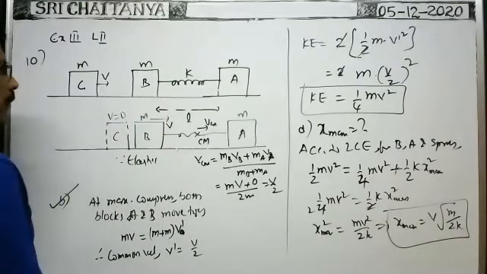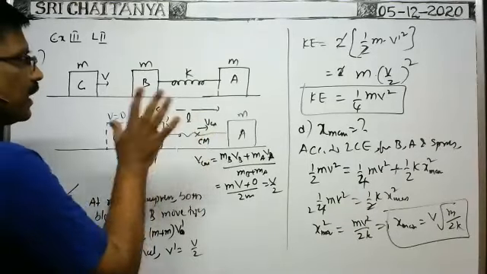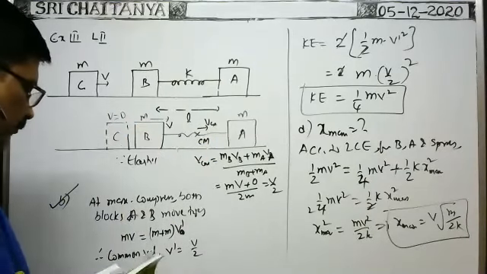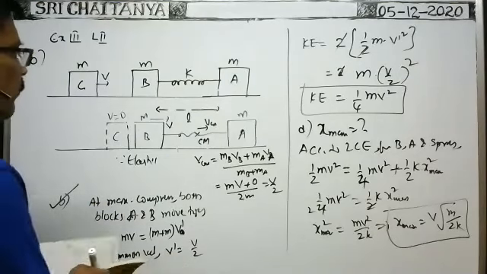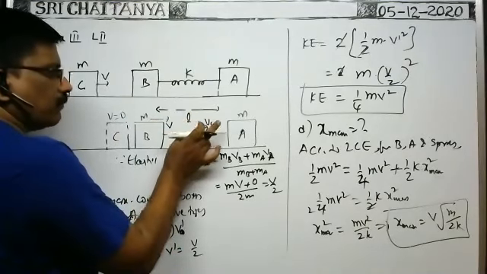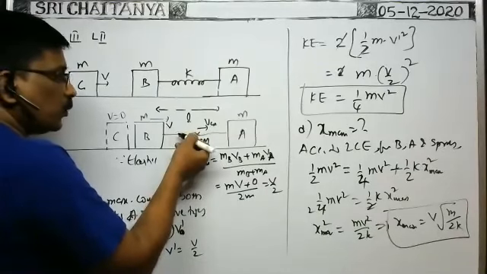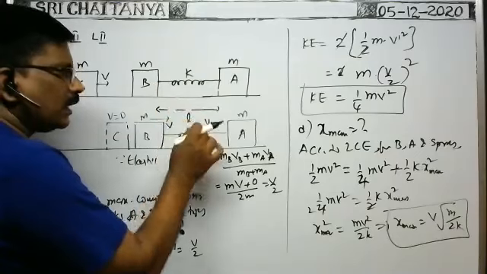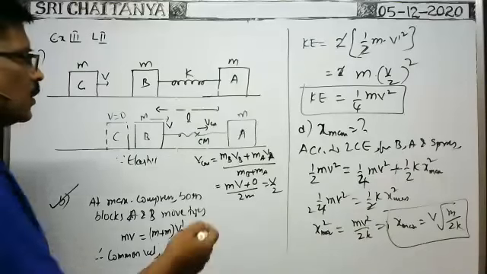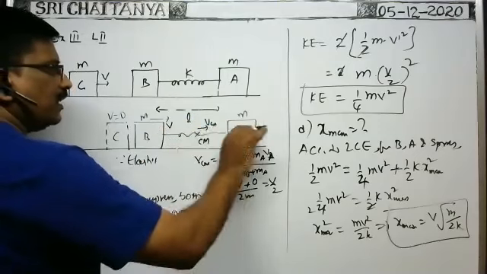Now, whenever the maximum compression takes place, what is asked? What is the kinetic energy of the system? When block B acquires the velocity v and starts moving, the spring starts compressing. When the spring compresses, a compressive force is developed in the spring, pushing block B in this direction and block A in the other direction.